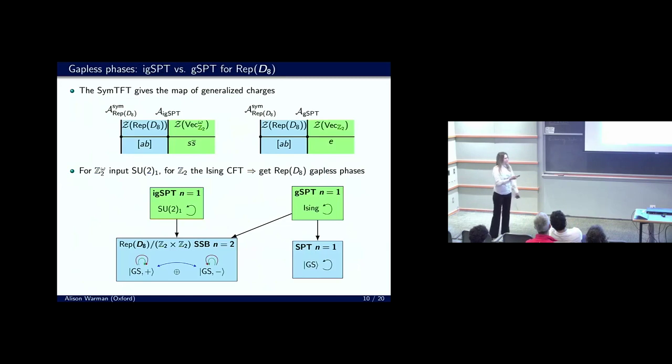Now, as we said before, a GSPT phase fully preserves the symmetry, and we can determine its properties by choosing the condensable algebra and then computing from the SymTFT the reduced topological order and the map of generalized charges. For example, if we choose this algebra labeled a GSPT, the reduced topological order is the toric code, so the center of Z2. And this has two gapped boundary conditions, electric and magnetic, which means that this gapless phase corresponding to it can be deformed to an SPT if here we choose the magnetic boundary, or an SSB if we choose the electric one. And what is this gapless phase?